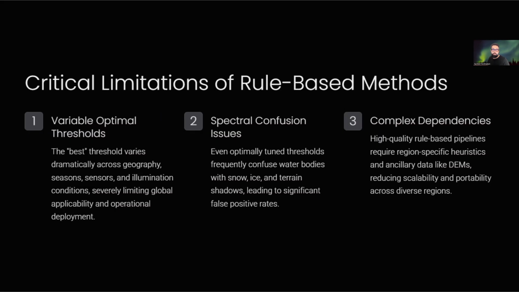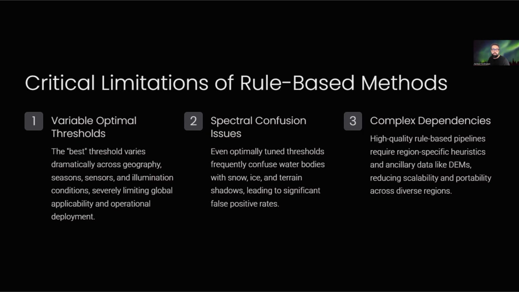However, these rule-based maps face some critical limitations that severely restrict their global utility. The first one, they have variable optimal thresholds. The best spectral threshold is a moving target. It shifts dramatically across different geographies, seasons, sensor types, and even illumination conditions, making it impossible to deploy a single rule globally.